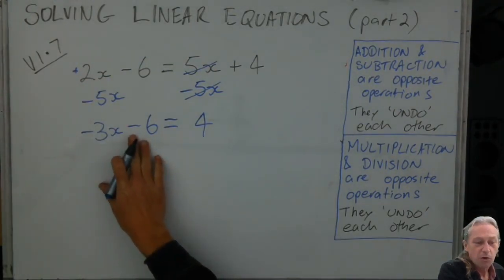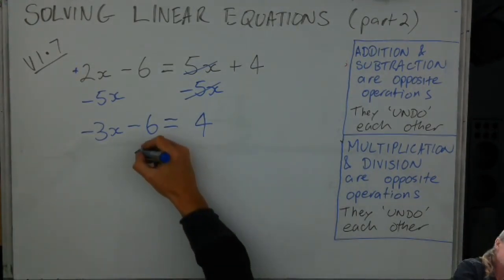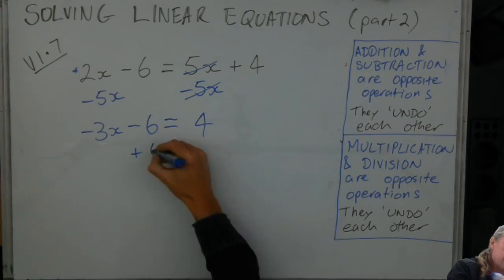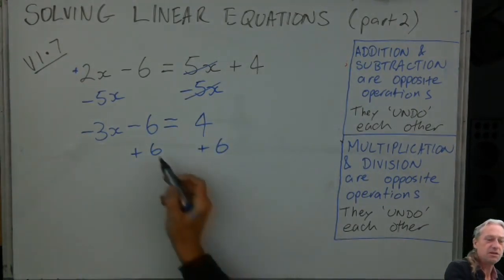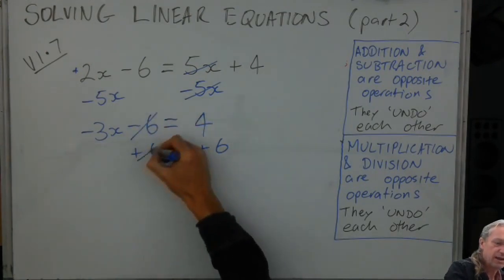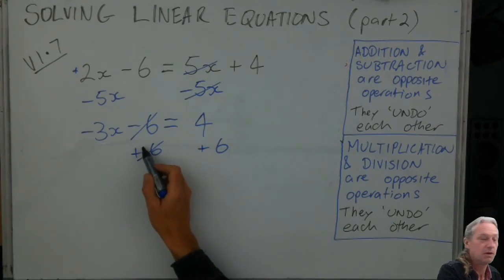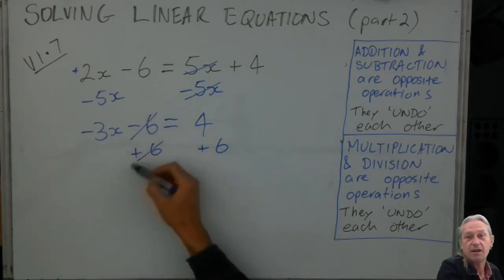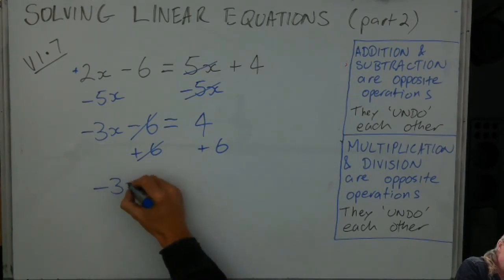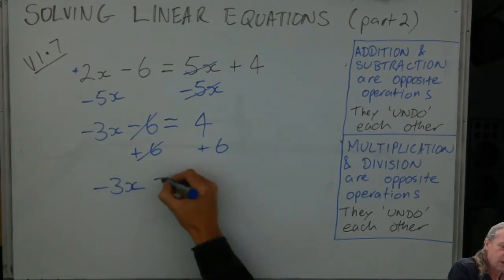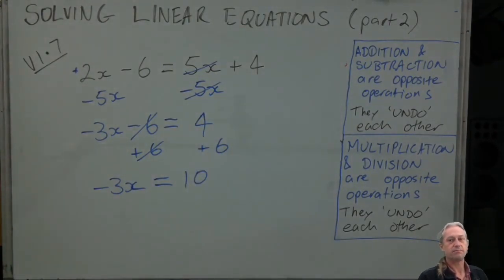Now we're going to move the 6 to this side. So I'm going to add 6. On this side, we get a cancellation. We're taking away 6, and then we're adding 6 back on. So really, this is like adding nothing. So over here, we get negative 3x equals, and then 4 plus 6 is 10.